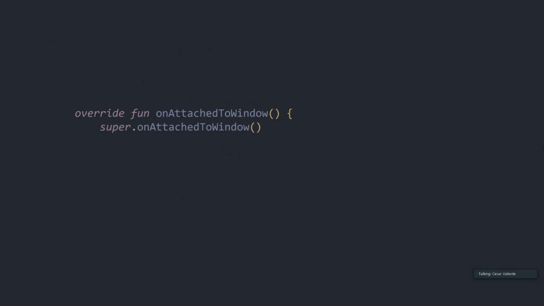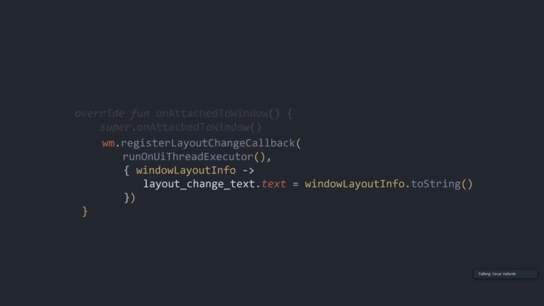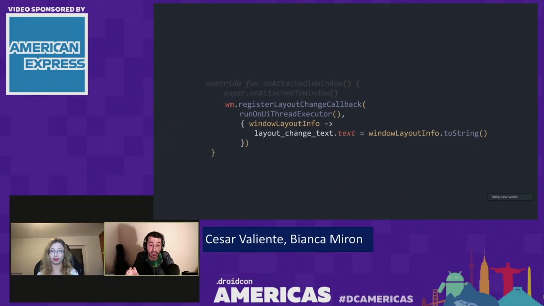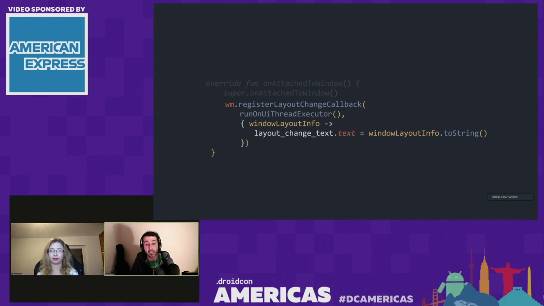Then here, in onAttachedToWindow, is where we can register for layout changes. So every time our layout changes, we are going to get notified through this callback, and then we can do something with that information. If you are wondering why we are using onAttachedToWindow, it's because the callback will be invoked when the activity has been attached. If you declare this callback before, for instance, in onCreate, and the callback is invoked, then your app will crash. So here is a good place to do it.